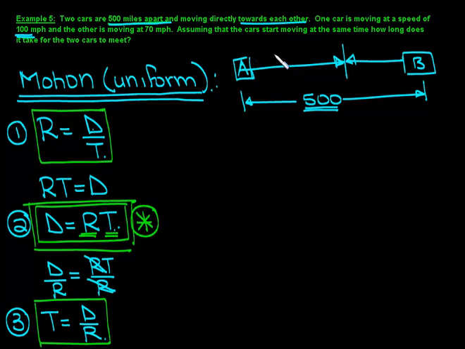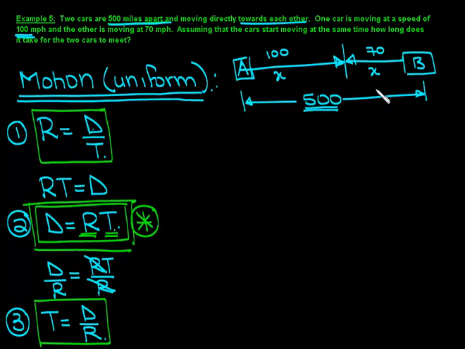We know that this car is traveling at 100 miles per hour, this car is traveling at 70 miles per hour. They both started at the same time and they started moving towards each other. So even though one car is going faster than the other, when they meet, they both have been in motion for exactly the same time. We don't know how long car A has been in motion, so let's say that's X hours. And car B would also be X because they've both been traveling for the same amount of time.